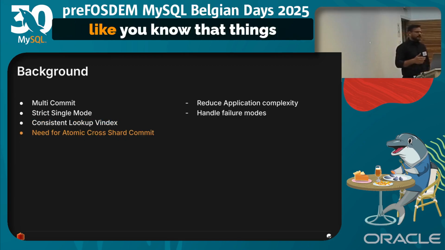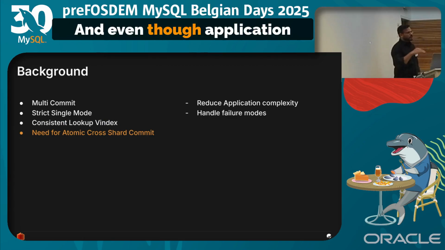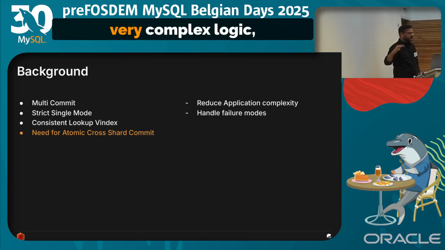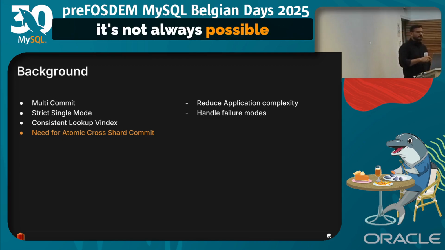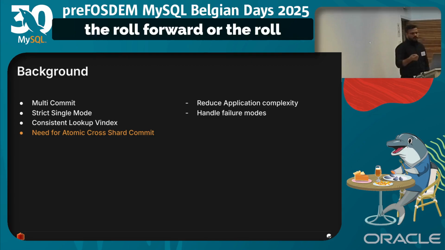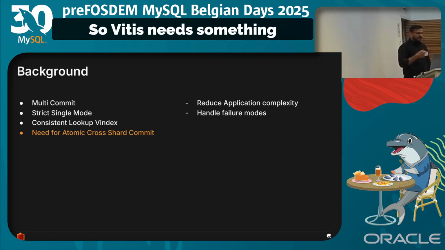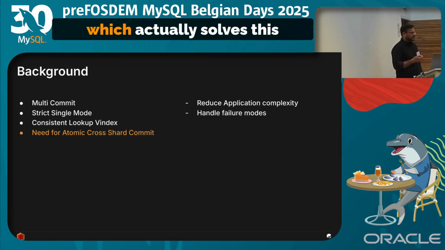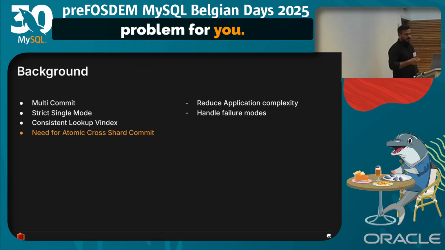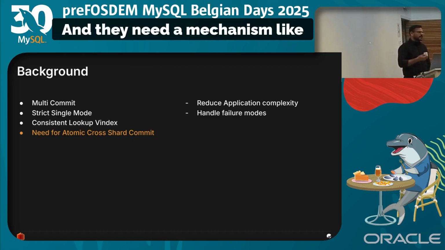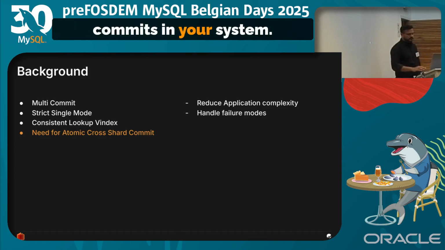But this is not enough, right? You know that things can still fail, and even though application owners have to write sometimes very complex logic, it's not always possible to do the roll forward or the roll back if anything fails. So Vitess needs something which actually solves this problem for you, a mechanism to ensure that there are no partial commits in your system.